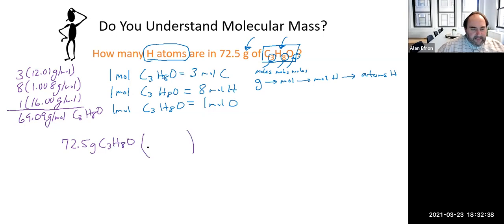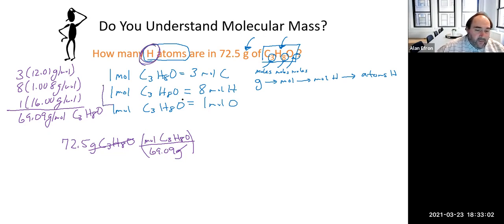Using our molar mass of the entire thing gives us 69.09 grams on the bottom and moles of the entire thing. That will cancel out the grams. At this point, if I stop the calculation, I'm in moles of the entire thing, which is not necessarily what I want because ultimately I want to get to just hydrogen.